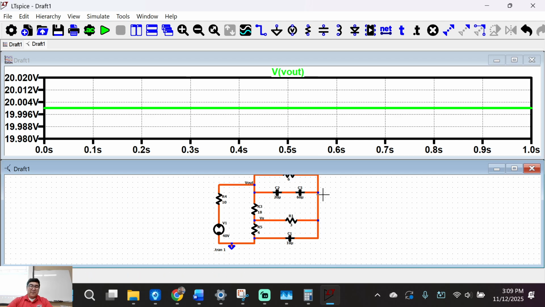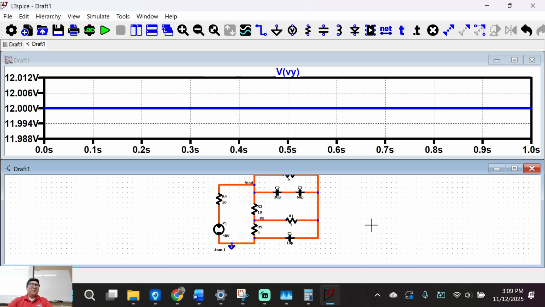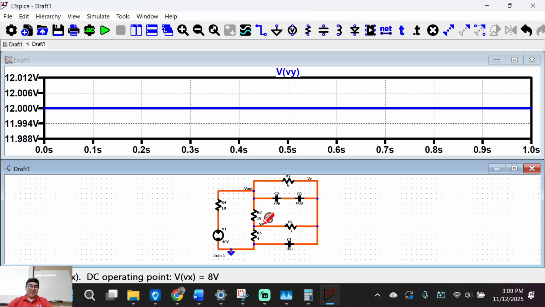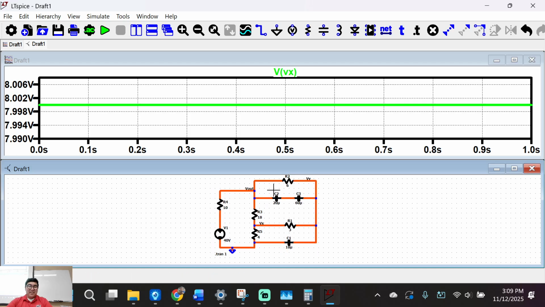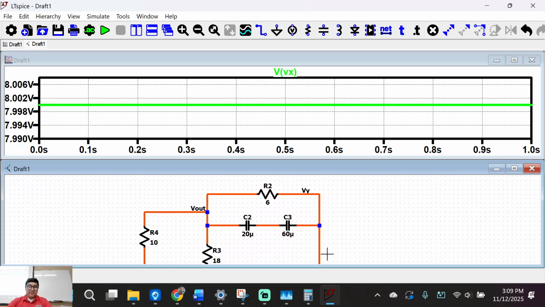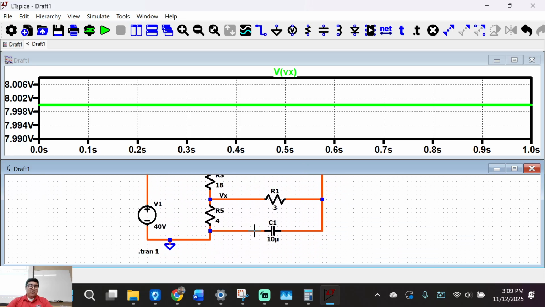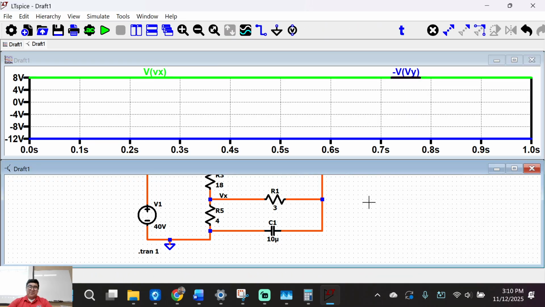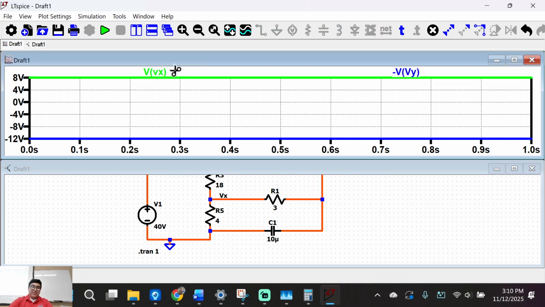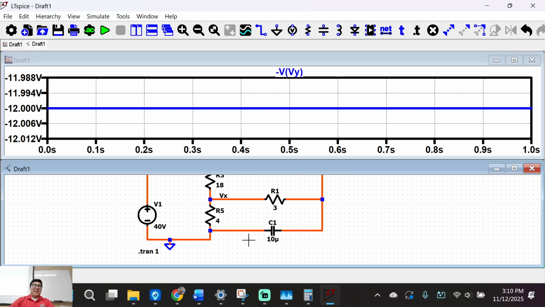How about the voltage right here? 12 volts. VX, 8 volts. So what's the total charge over here? You can do the following: if you hold and drag, you can get the following voltage like this. Or, it's not letting me do it. There you go. Aha. Minus 12. Let me just delete this.